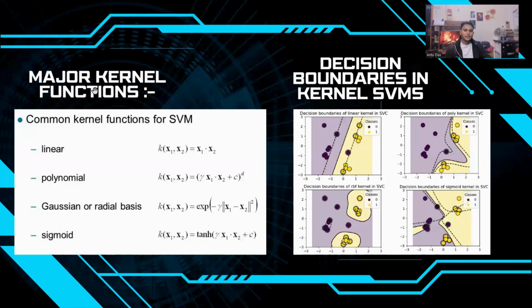There are many types of kernel functions. We will discuss the major kernel functions. First one is linear, and second one is polynomial, and Gaussian or radial basis, also known as RBF. And the last one is sigmoid. So these are the decision boundaries in kernel SVMs. This is for linear, this is for polynomial, this is for RBF, and this is for sigmoid.